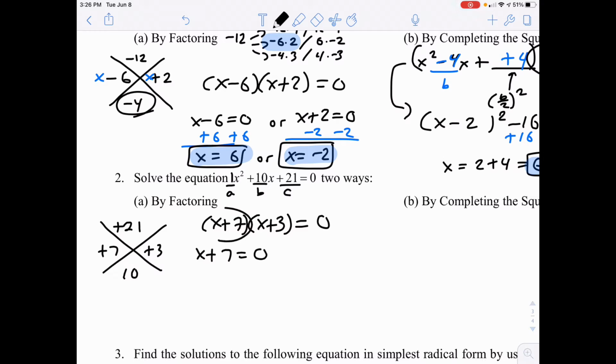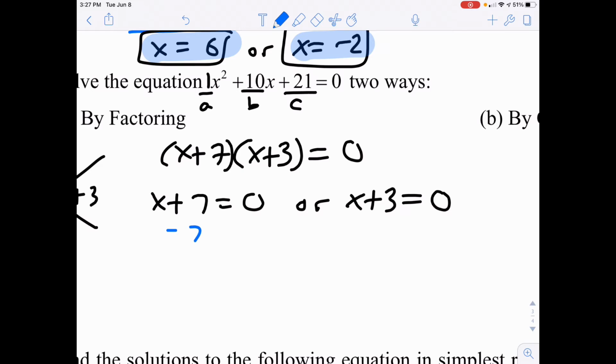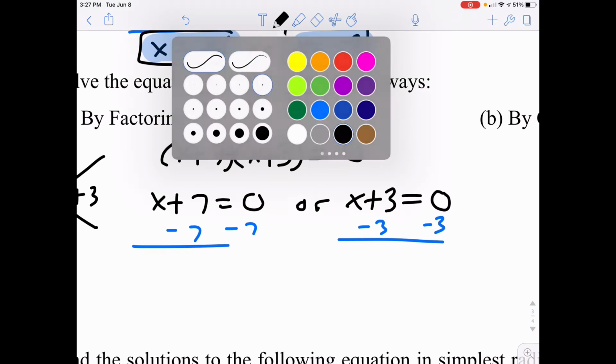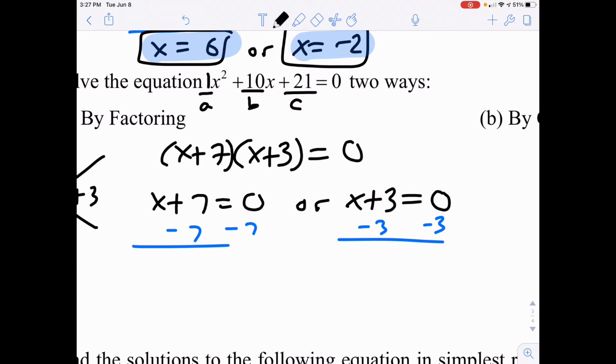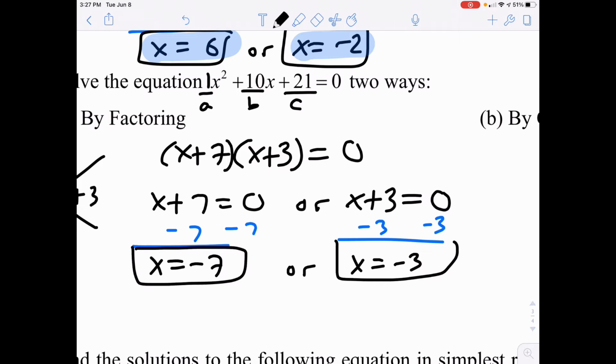Set each factor equal to 0 and solve. And our first solution is x equals negative 7, or x equals negative 3.